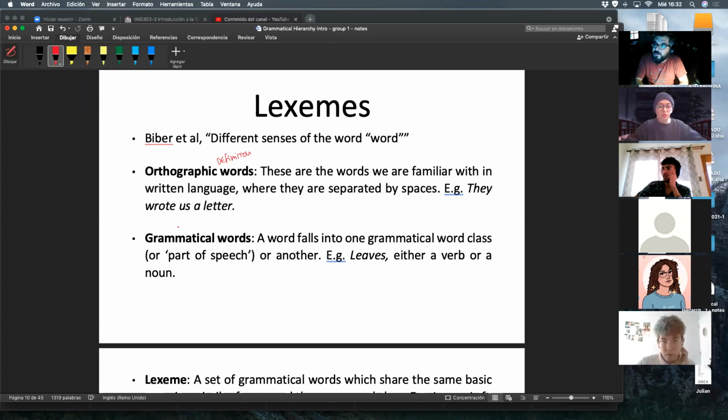How do I know that? I know that because they is separated by spaces from wrote, which is also separated by one space from us, and then also from a, and finally letter, right? Therefore, by using this orthographic definition, we might state that in the example they wrote us a letter, we have 5 different words, right? But there's a huge problem.